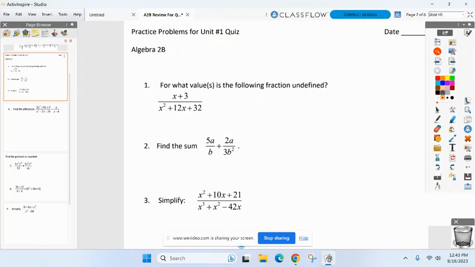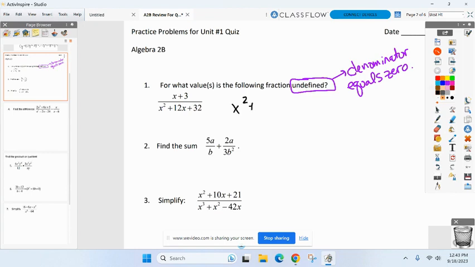So let's take a look at question 1. Value undefined. When I see the word undefined in the directions, I'm thinking one and only one thing: denominator. We don't care what's in the numerator. Denominator, bottom. Denominator equals 0. Okay, so now I take my denominator out.